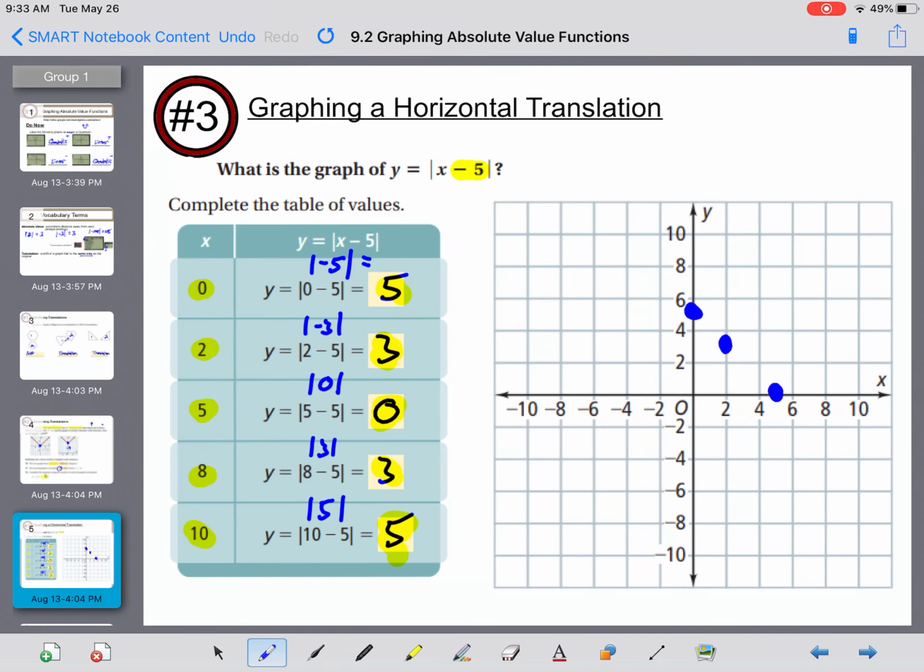2, 3, right? 2, up 3. 5, 0, right? 5, up 0. 8, 3, right? 8, up 3. And 10, 5, right? 10, up 5. So here's your absolute value function. Here's your V-shaped graph.